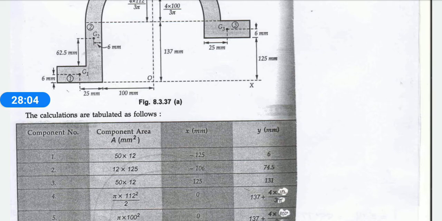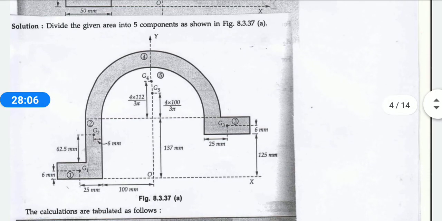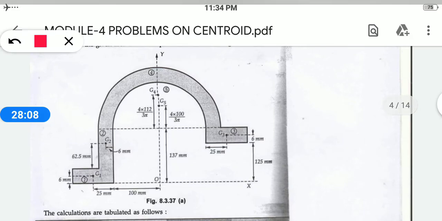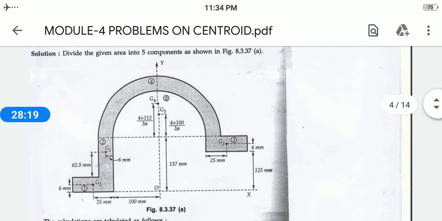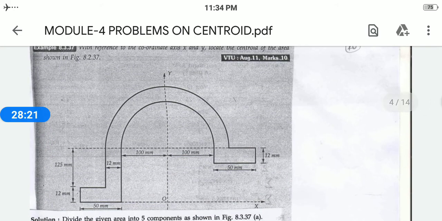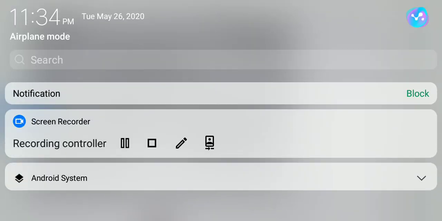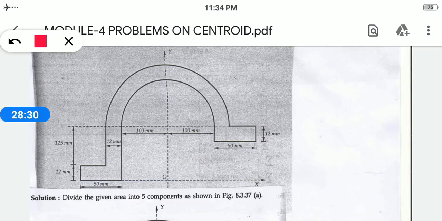Now what do we have to take? We have to take two semicircles. One is for this whole thing and the other is for this small thing. What will be the radius? See, in this question they have given 100. So the inner distance is 100. From this diagram you can easily calculate that this inner semicircle is of 100 radius.